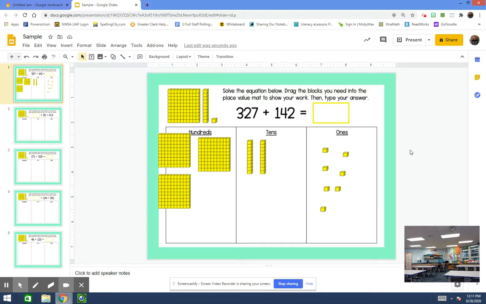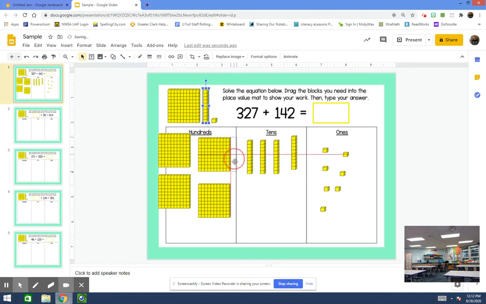So in 142, there's 100. So I'm going to drag 1 more 100 down here. In 142, there are 4 tens. So I'm going to drag 4 tens over here. 1, 2, 3, 4. And then there are 2 ones. I'm going to drag 2 ones over here under the ones.